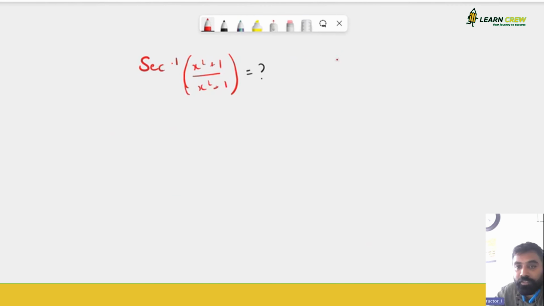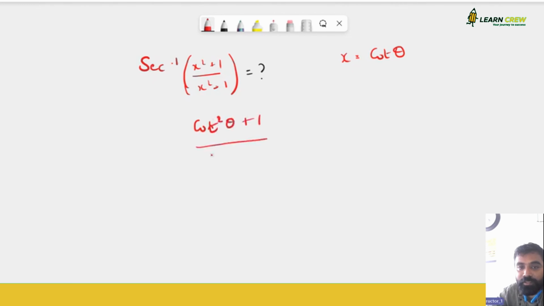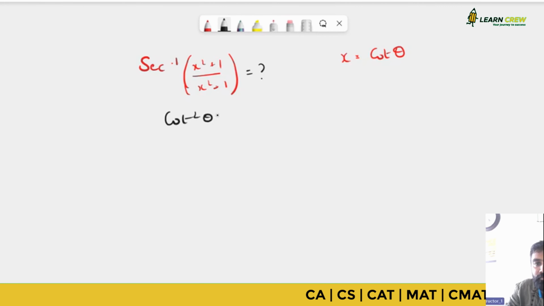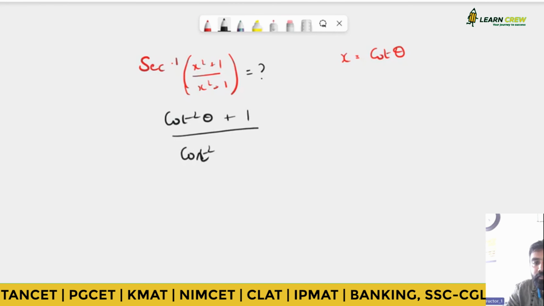x square minus 1. Okay. Let me take this x as cot theta. If you want, take it as tan theta also. No issues. Okay, x as cot theta. So this becomes cot square theta plus 1 divided by cot square theta minus 1. I'm just taking this secant inverse, I'll take it in the last. I'll just substitute this: cot square theta plus 1 divided by cot square theta minus 1.